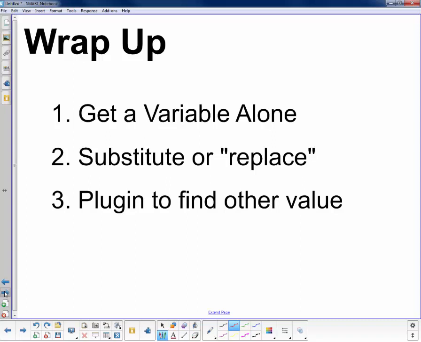As a quick wrap-up, remember to get the variable alone, substitute or replace it in the other equation, and then plug it in again to find the other value.